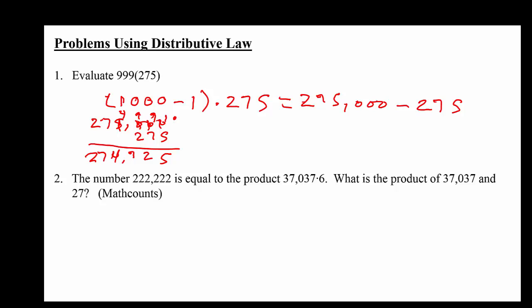With a little bit of practice, like I said, you'll be able to get this in your head without too much trouble. So that's 274,725. That's much easier, and essentially can all be done in our heads, instead of trying to multiply those 3-digit by 3-digit numbers out, which will take you a lot more time. It'd be a pain to do the 3-digit multiplication, 999 times 275, without using our 1,000 minus 1 trick.